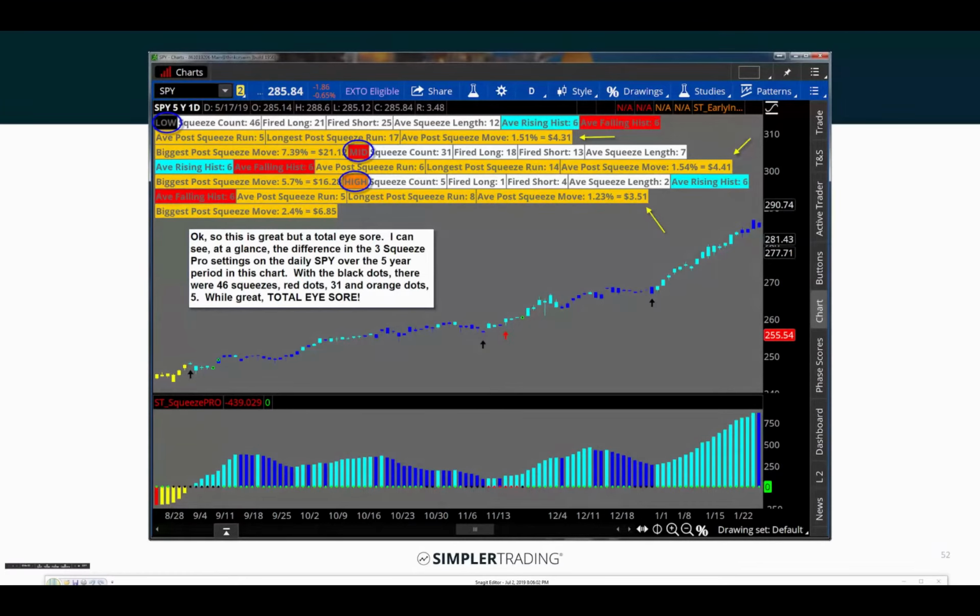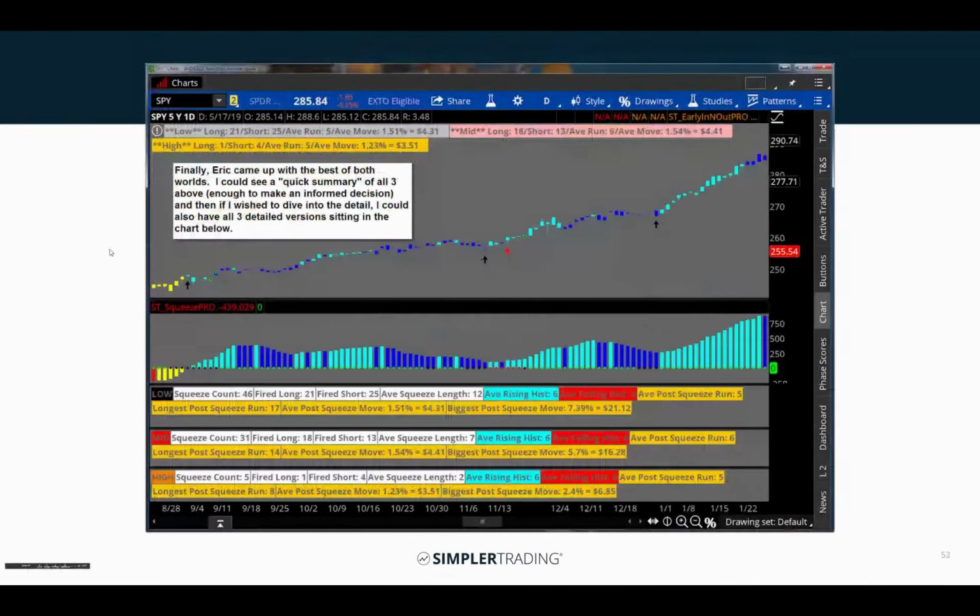Okay, so if you look at this, what's great about this is that you get data from all 3. You got the black dot squeezes over 5 years, you got 46, okay? The regular mid squeeze, you got 31, and that little orange dot, you got 5, okay? So it just tells you how many times they've happened and what the average move is. So for the black one, the average move is $4.31. For the red one, it's $4.41. And then for the orange one, in this case, it was a little lower than I thought it would be. But again, it gives you data.